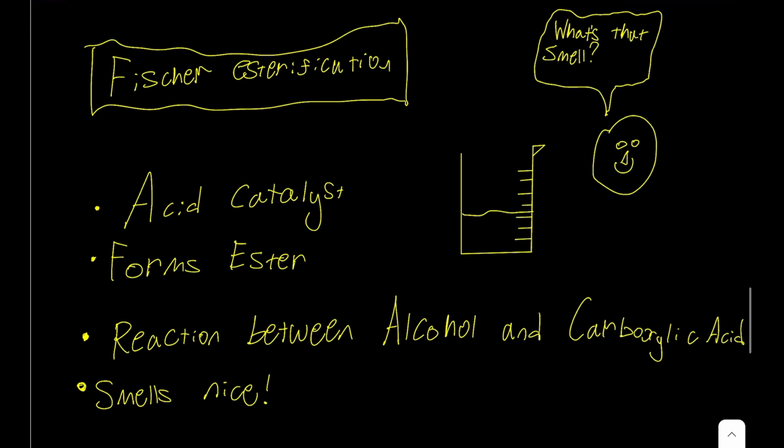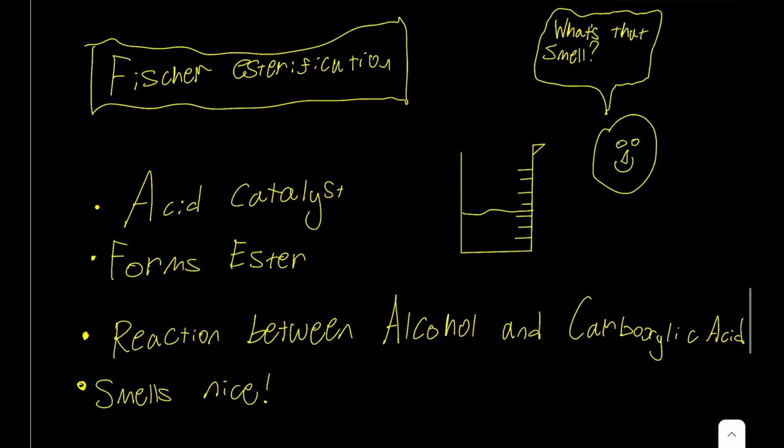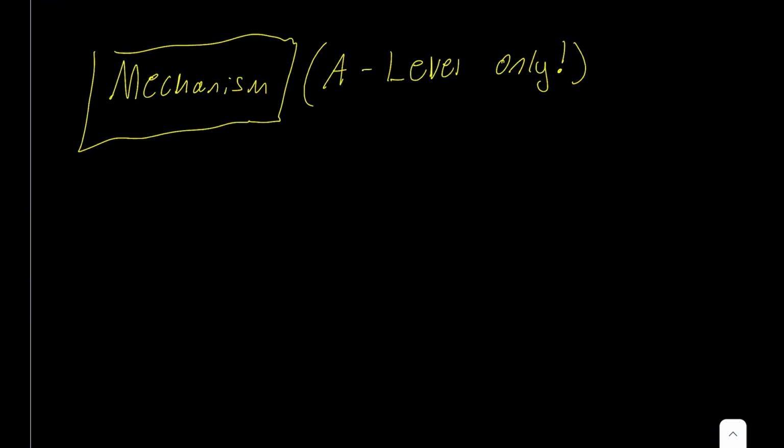The reaction that I'm going to teach you today is called a Fischer esterification. It's the most common esterification, and it occurs when you have an acid catalyst, which increases the rate of ester production, and it smells nice. Okay, so now let's actually move on to the actual mechanism.